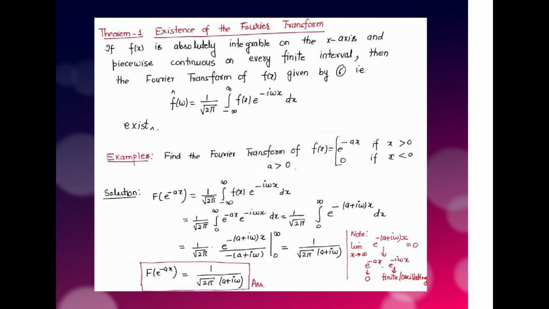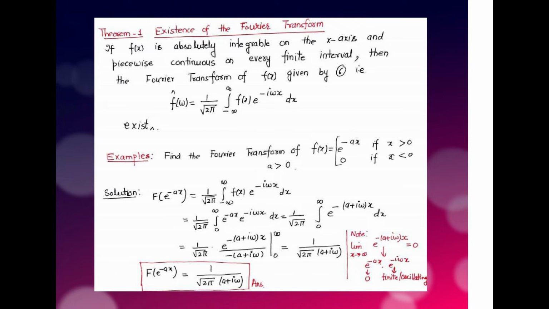Next is the result related to the existence of the Fourier transform. It says that if a function f of x is absolutely integrable on the x-axis and piecewise continuous on every finite interval, then the Fourier transform of the function exists, and it is given by this equation, f cap w, which is equal to 1 upon root 2 pi minus infinity to infinity f of x e raised to power minus iota wx dx.